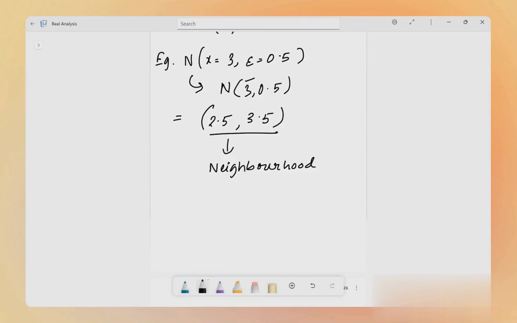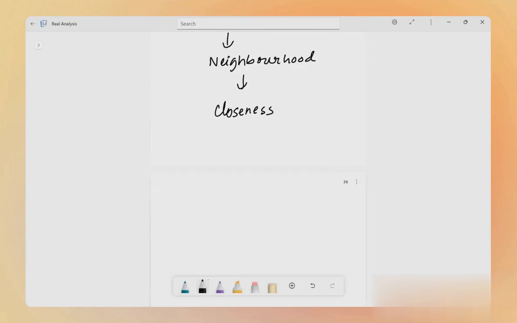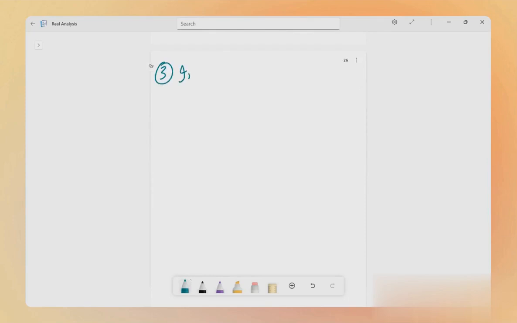Is the concept clear? Neighborhood helps us talk about closeness. It talks about closeness and defines more advanced concepts like continuity and limits. Okay, we will understand this in the later part of our course. Okay, now let's come to our next topic, which is interior point.